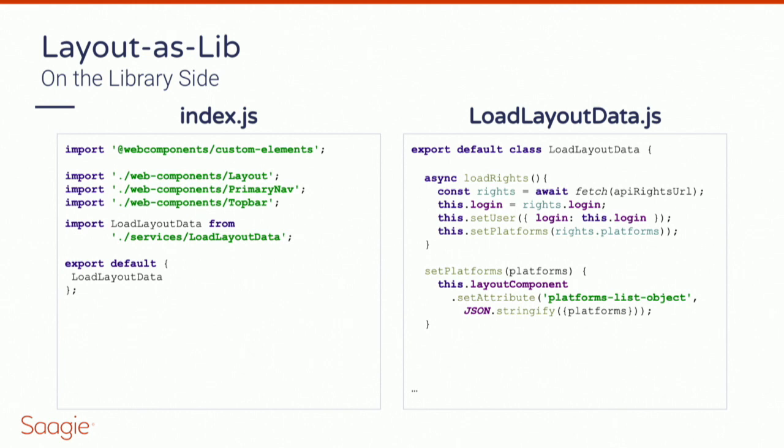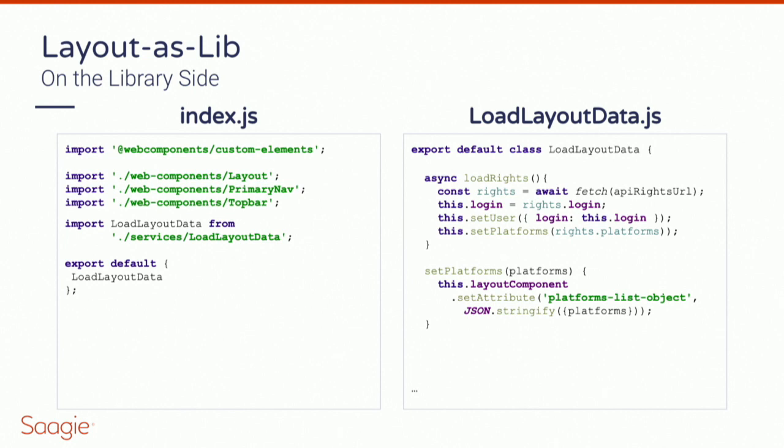So for example, the load right method is going to send us back the list of platforms the user is allowed to see. And then we're going to call the set platforms method. And that set platforms method is going to update the attribute value of the component. So here it's the platform list object attribute with the new list of platforms.